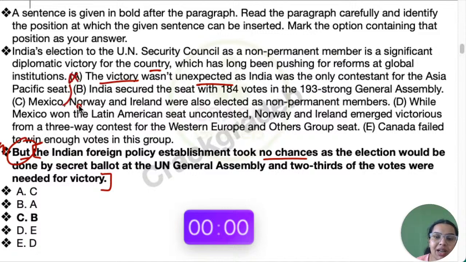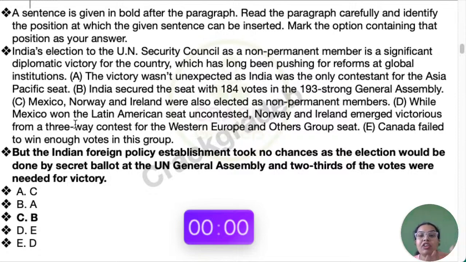The victory wasn't unexpected as India was the only contestant for Asia Pacific seat. That won't come in A. There is nothing yet. India secured so many votes in the 193 strong General Assembly. Numbers. Then we are saying India secured. See, we are giving details. We are giving how many votes and there were how many members in the assembly. So before mentioning this, you can say the victory was not unexpected. That means it was expected, as India was the only one.